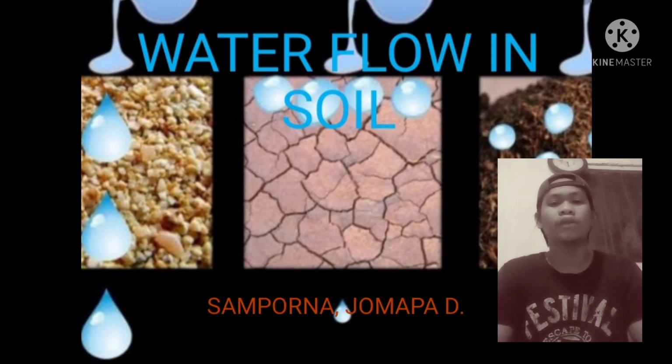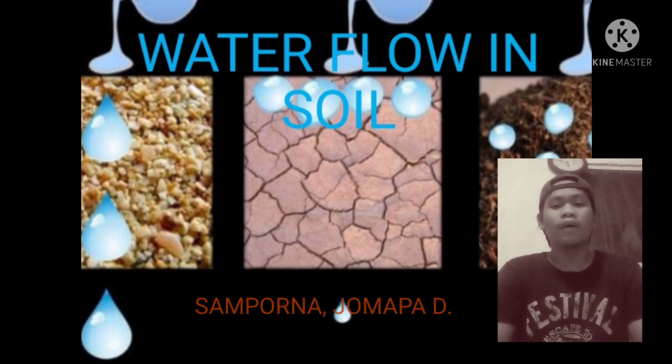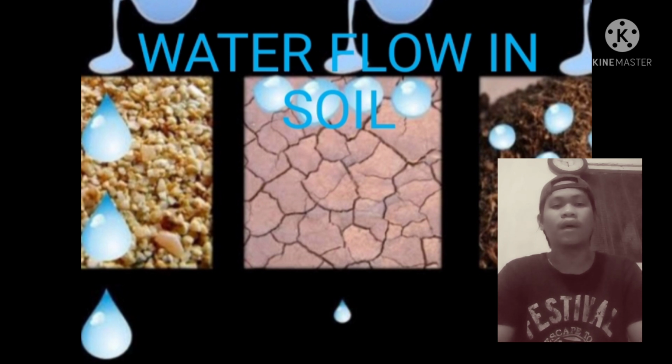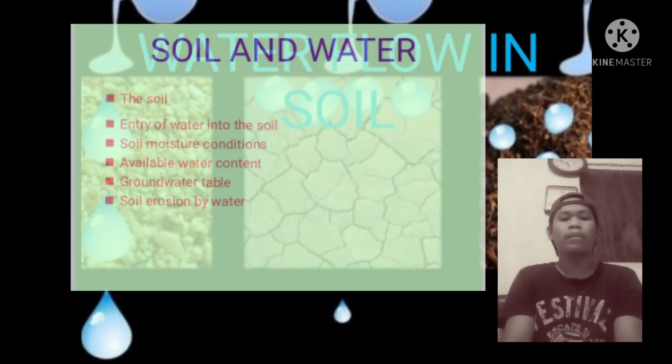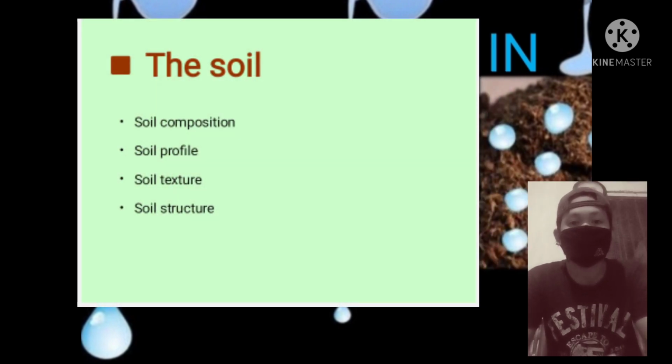I am Samporno Jumapa. I would like to discuss our assigned topic, water flow in a soil. Soil and water. There are 6 parts of soil and water. First one is the soil. Second is entry of water into the soil, and soil moisture conditions and available water content, and ground table and soil erosions by water.